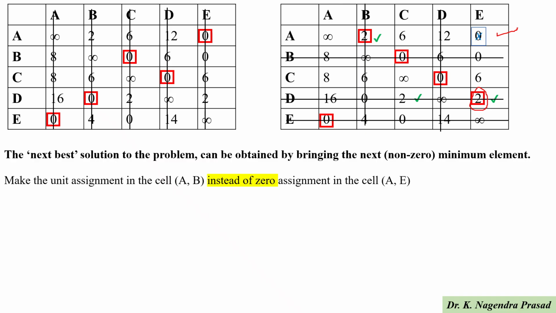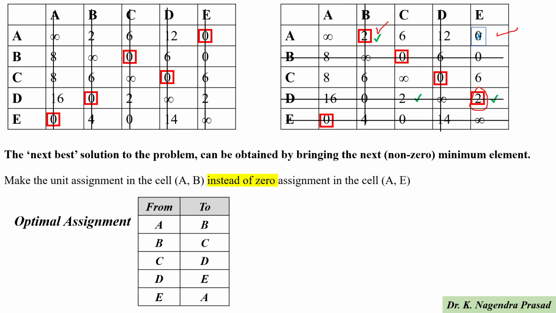So now here, the number of rows is 5 and the number of squares marked is equal to 5. Then we got the optimal solution. So the optimal assignment is A to B, then B to C, then C to D, then D to E and E to A. So the sequence is A, B, C, D, E, A.